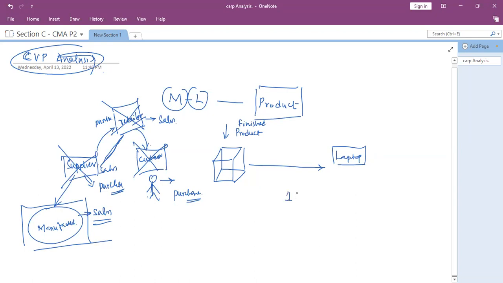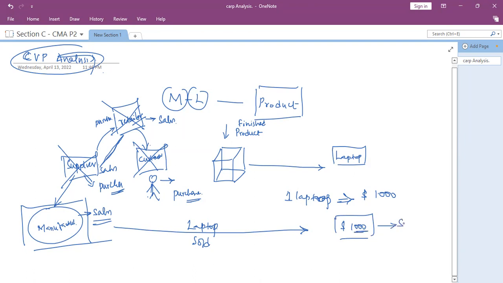Okay, he sold one laptop. So what is the minimum price charged in dollars today? Average 1,000, 1,500. Okay, let us take 1,000, no problem. So this manufacturer sold this laptop at $1,000 per piece in the market. Is it the selling price? Yes, sir, selling price.